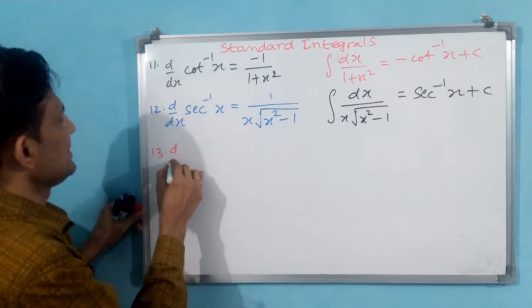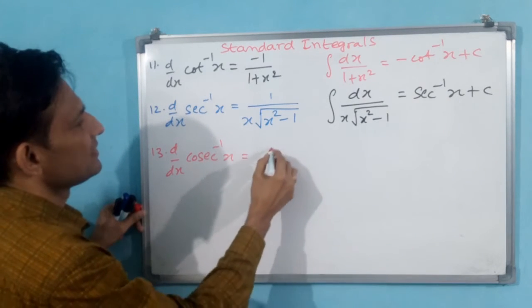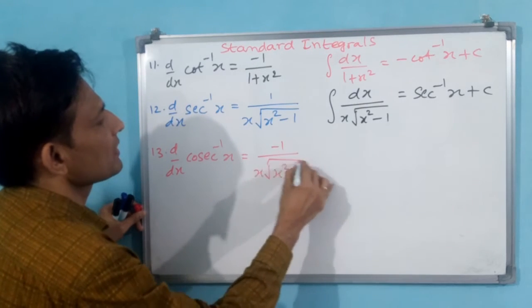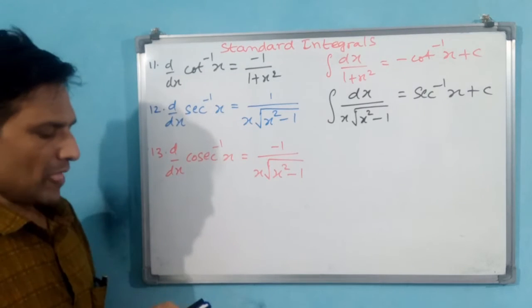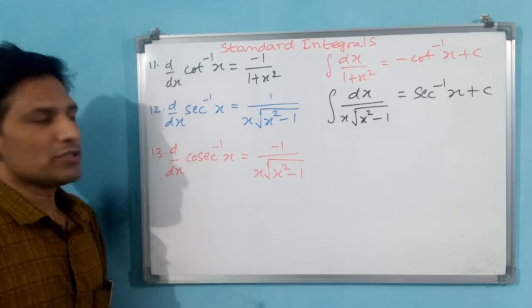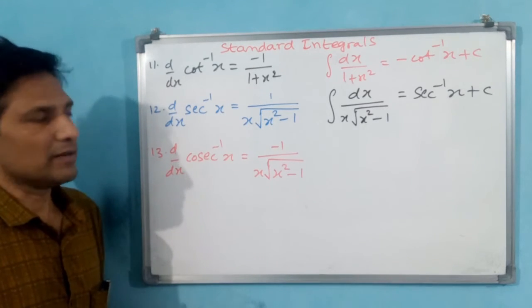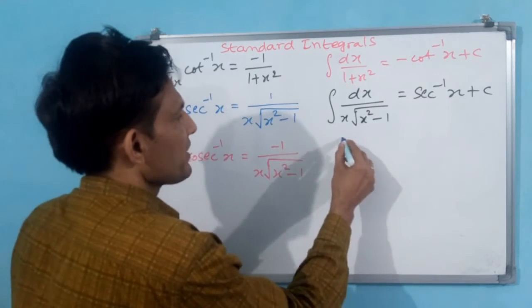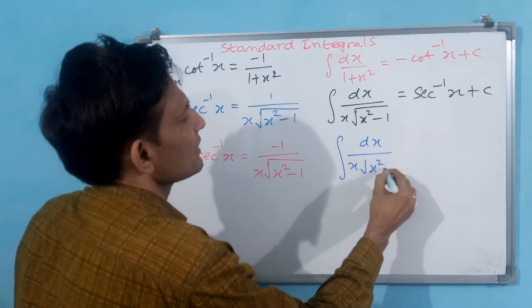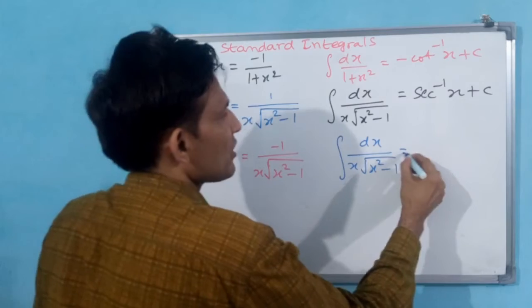Cosecant inverse x: minus 1 by x into square root of x square minus 1. For cosecant inverse x, minus will come. For secant inverse x, minus will not come. But here what are you writing? You are writing the same dx by x into square root of x square minus 1 only. Minus you are not writing. Here you are writing minus.